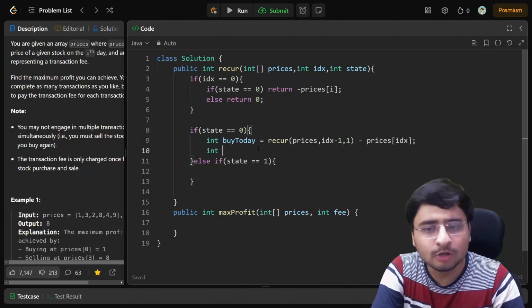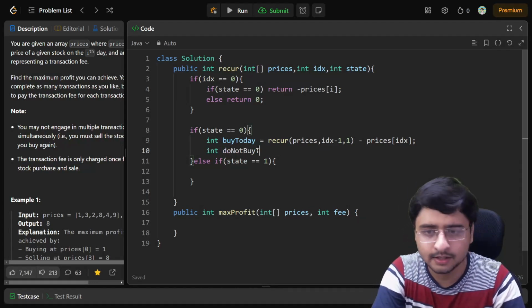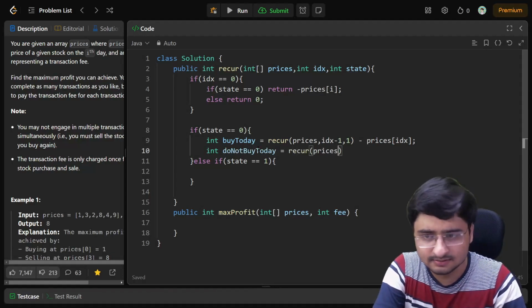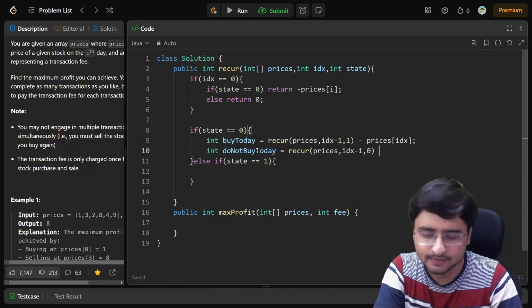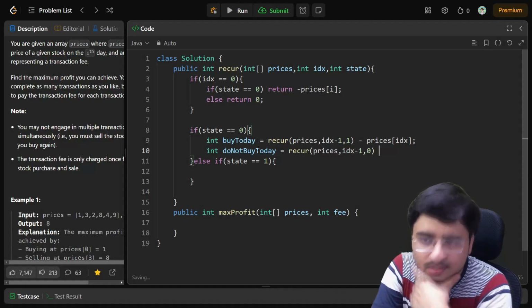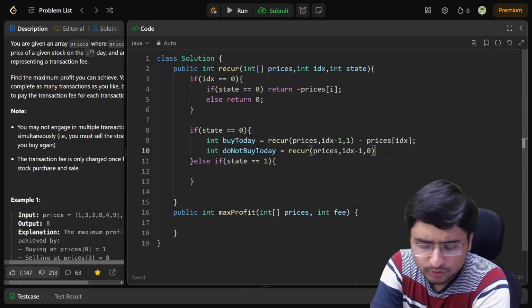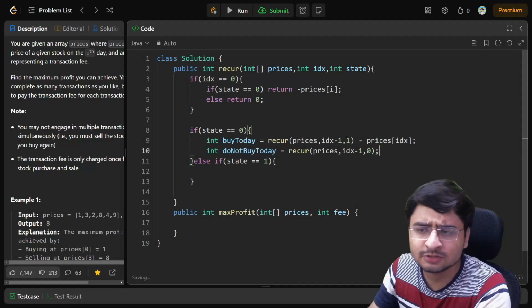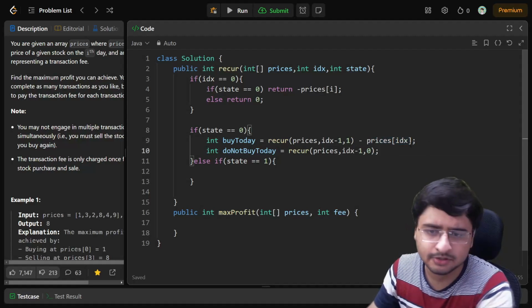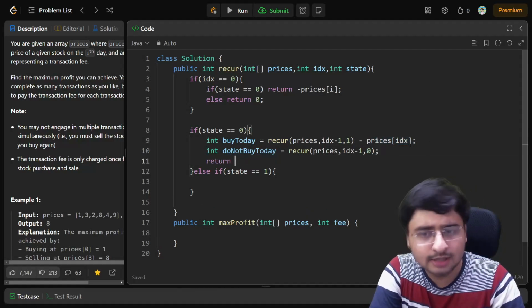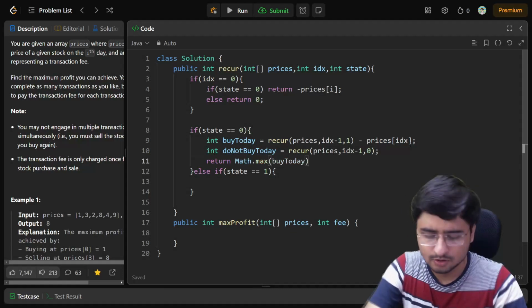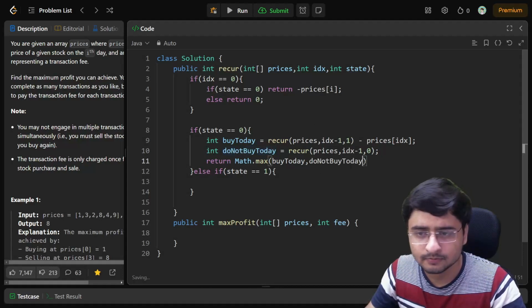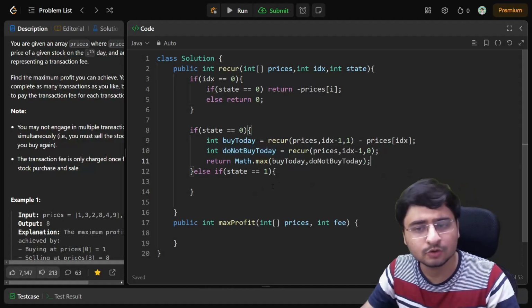So if I do not buy today, recur of previous days, index minus one, and the state will remain the same. Since I'm not buying today, the state will remain the same. Moving forward, since I'm not buying today, I'm not going to reduce the price of this particular index because we are not doing any step here. What we're going to return is math.max of buy today, comma, do not buy today. The maximum of both of these values we're going to return.